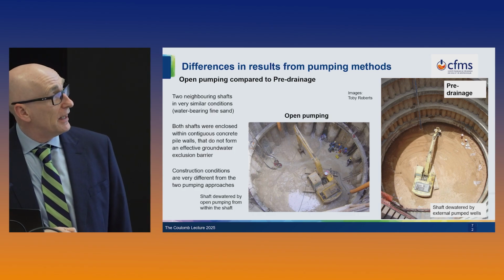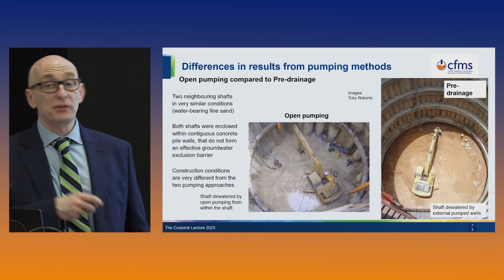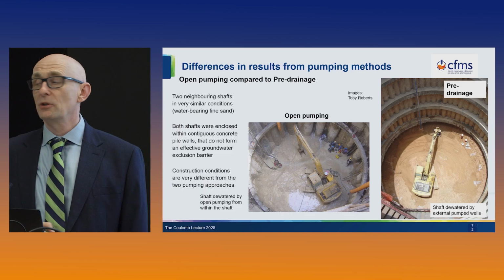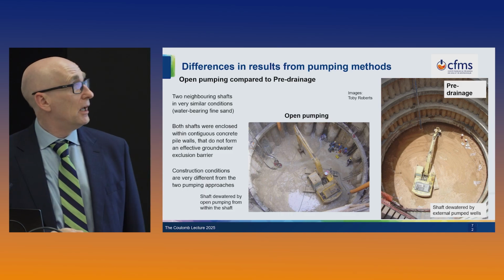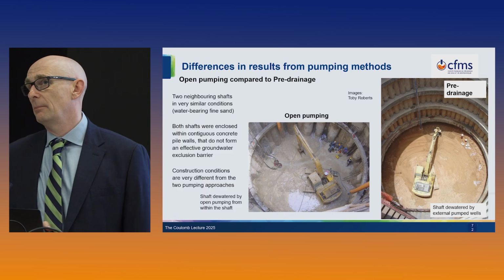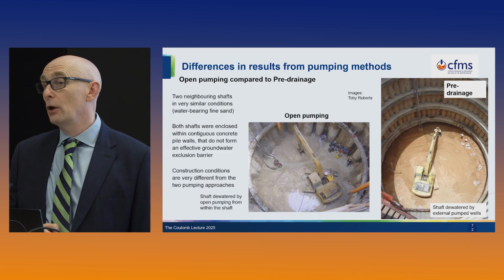This shaft over here is in the same ground conditions, and what you can't see is out of sight, because they're outside the excavation, there's a series of pumped wells that have been pumped to lower the groundwater level in advance. And you can see here that there's a dramatic difference in the working conditions in the base of the shaft. And obviously, between the two cases, the pump dewatering rate is probably almost the same.